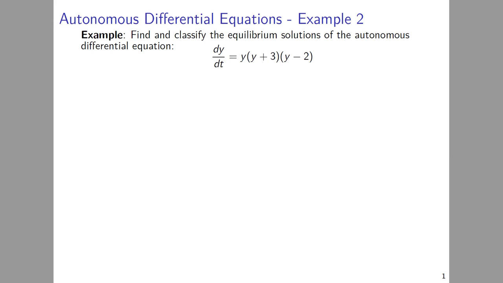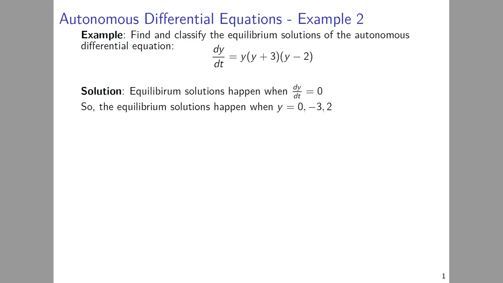In this example, we'll find and classify the equilibrium solutions of the autonomous differential equation dy/dt equals y times (y + 3) times (y - 2). Recall that equilibrium solutions happen when dy/dt is equal to 0. Since this is already factored, we can see here that the equilibrium solutions happen at y equals 0, -3, and 2.